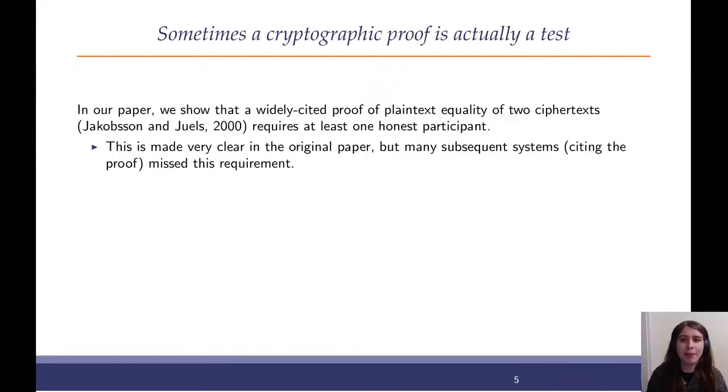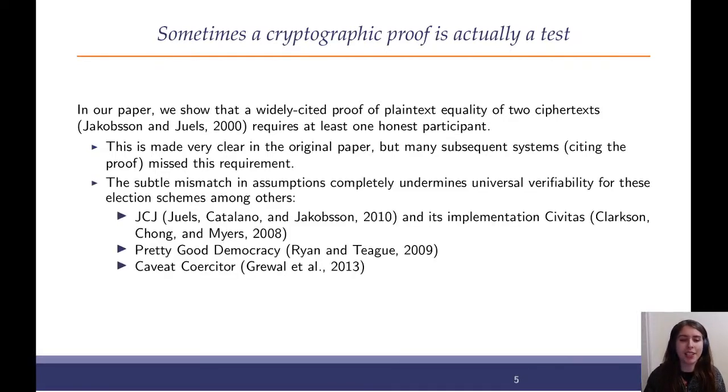Now, the original paper makes this requirement extremely clear. However, many subsequent papers which cite this and use it in their protocols miss this important requirement. And the issue is, this mismatch in assumptions completely undermines universal verifiability. You can't have universal verifiability if at least one of the participants needs to be trusted.